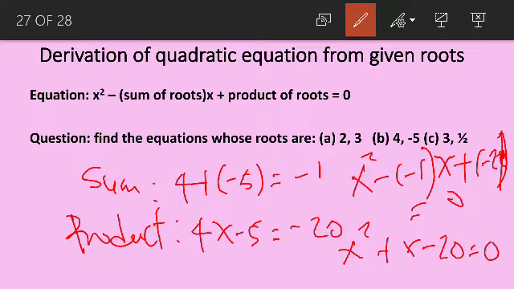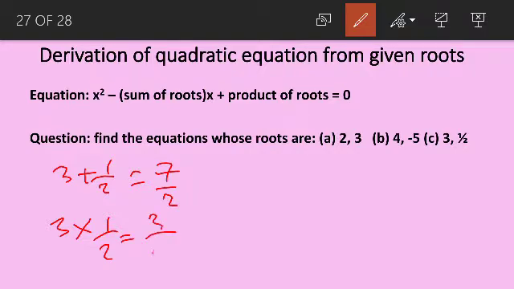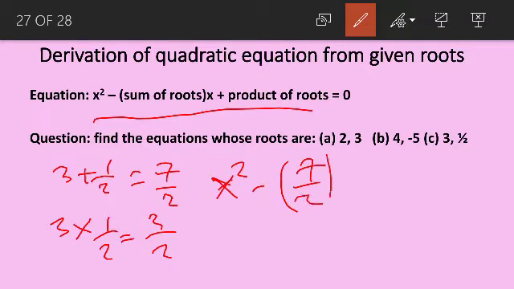Now the third one, we are given 3 and a half as the roots of the equation. So we find 3 plus a half. If we find the LCM, 3 plus a half is 3 and a half, which is also 7 over 2. Then the product of the roots is 3 times 1 over 2, which will give us 3 over 2. If we substitute this into our equation, we are going to get x squared minus the sum of the roots, 7 over 2x, then plus the product of the roots, 3 over 2, all equal to 0.